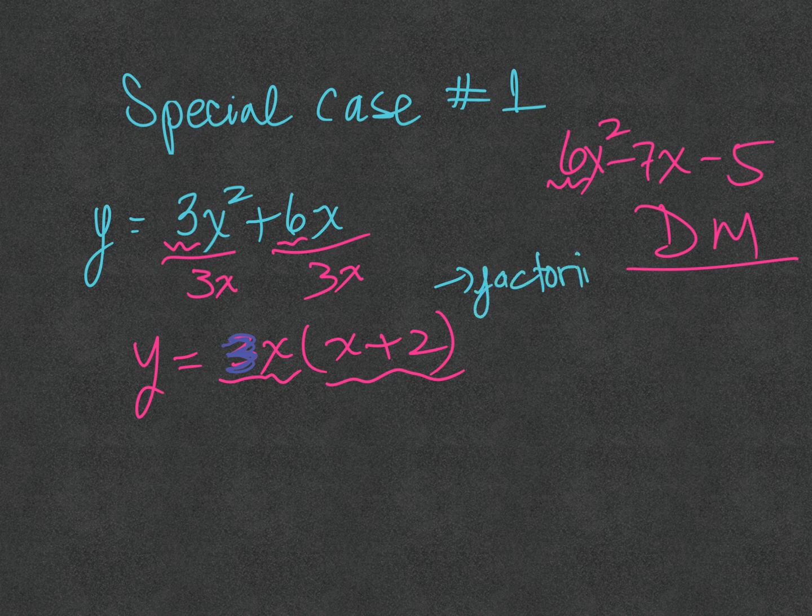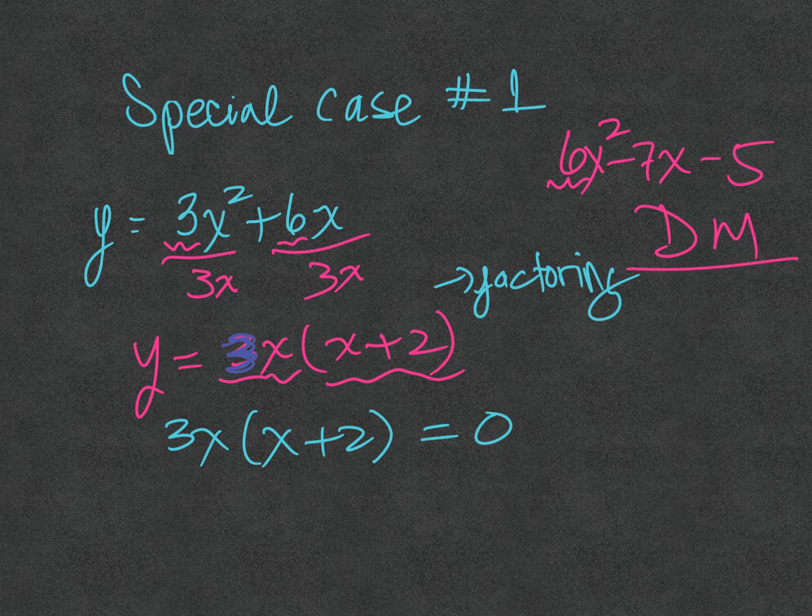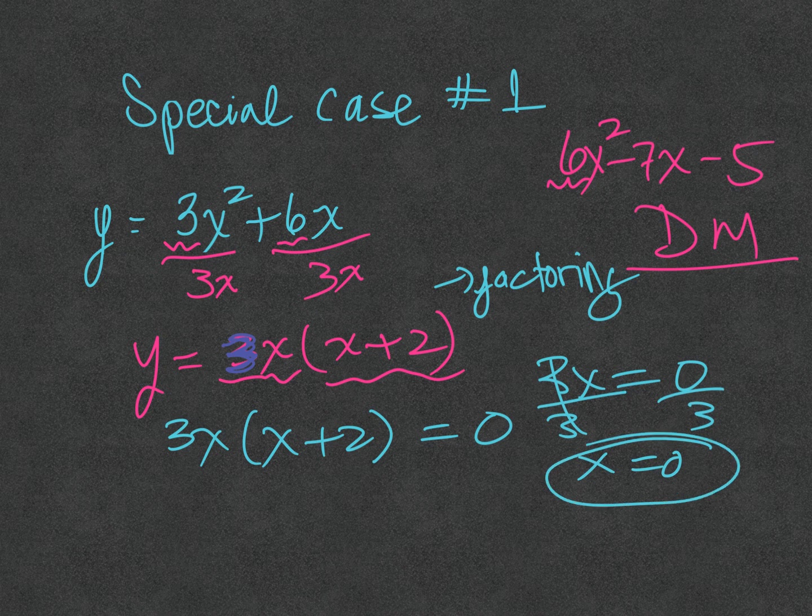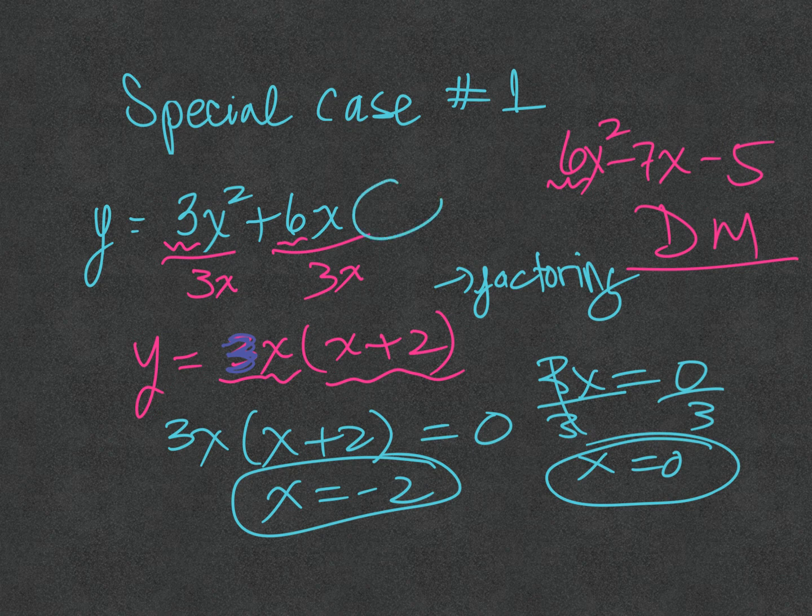Now to solve, remember you have to make your equation equal 0, and you set both parentheses to 0, or both factors to 0. So 3x equals 0, divided by 3, x equals 0. It goes through the origin. And this one is x equals negative 2. My two solutions are the following: x equals 0 and x equals negative 2. It's a special case. This passes through the 0, 0, the origin, because look, you don't have anything here.